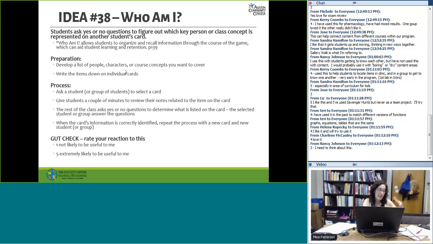They get to prepare, they get to know what's going on with that information, and then the rest of the class is charged to ask yes or no questions to try to figure out what is written on that group's card. So your job as the instructor to prepare is to develop your list of cards for the gameplay. You write them down on individual cards.